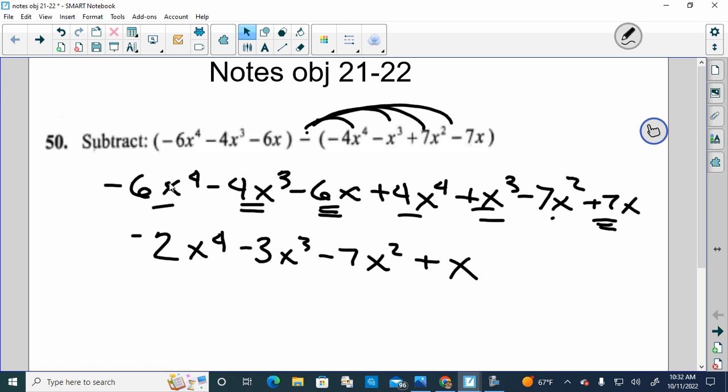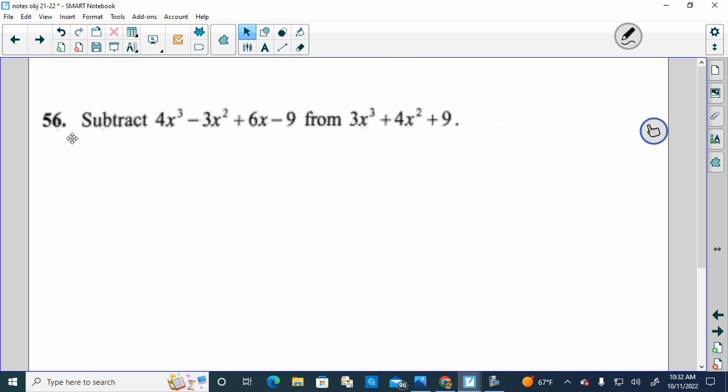Okay, so here is another one just like this. I just want to make sure I did one with you so you saw all the different ones, which is how to write this one. It says subtract 4x to the 3rd minus 3x to the 2nd plus 6x minus 9 from 3x to the 3rd plus 4x squared plus 9.